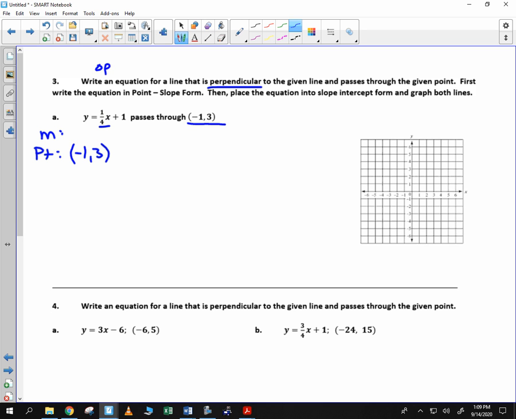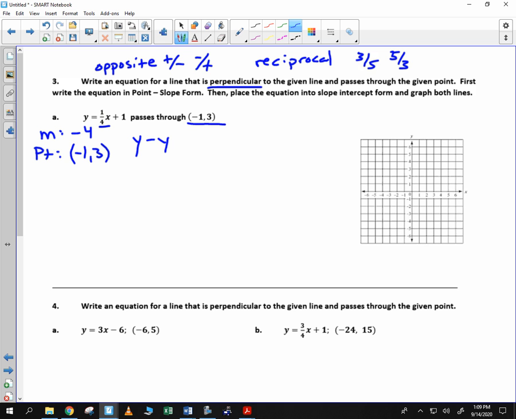Opposite means we change it from plus to minus or minus to plus. Reciprocal means we flip it upside down, so 3/5 becomes 5/3. So in this situation, 1/4 becomes -4/1. -4 is the opposite reciprocal of 1/4.